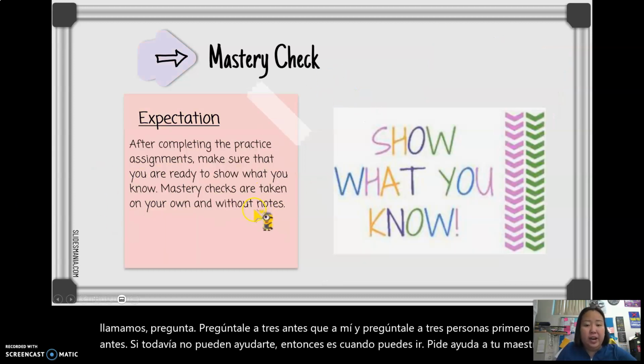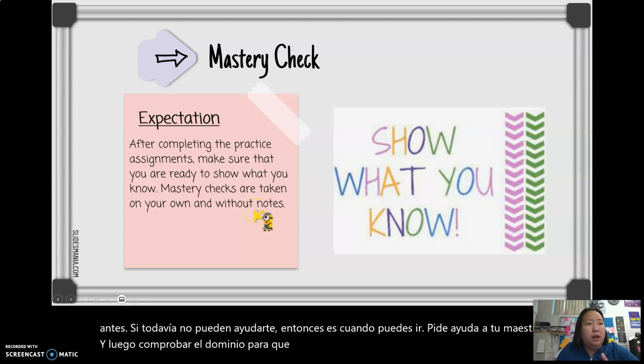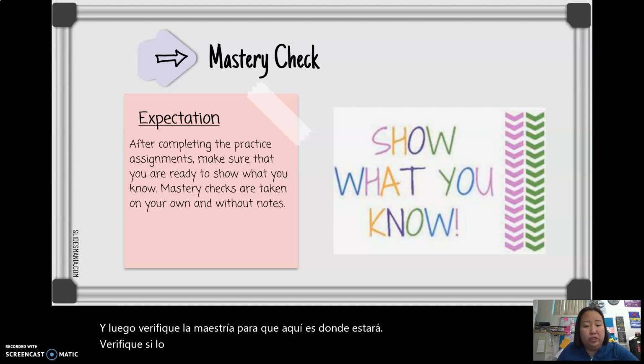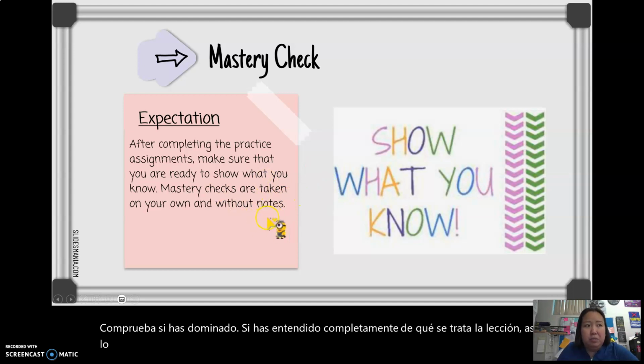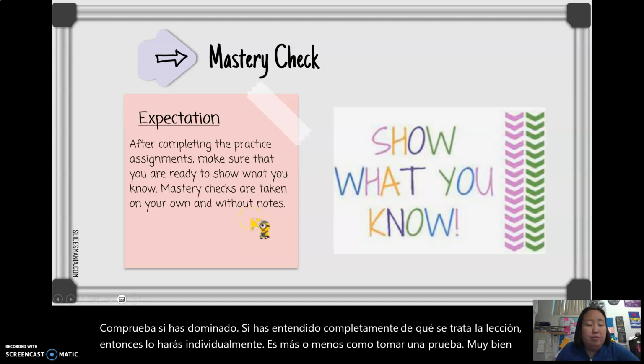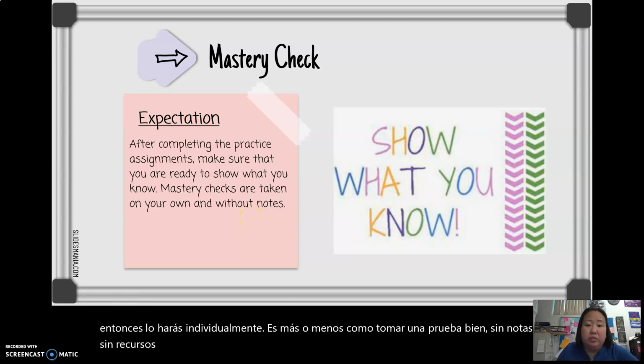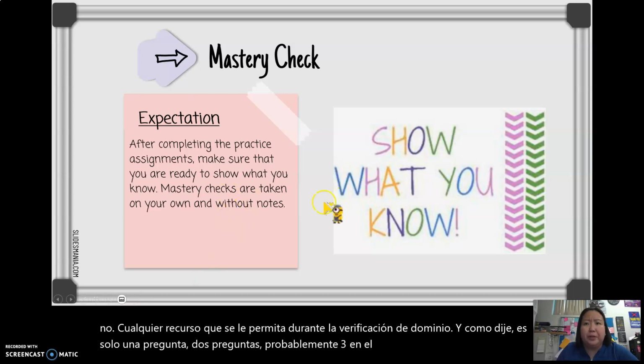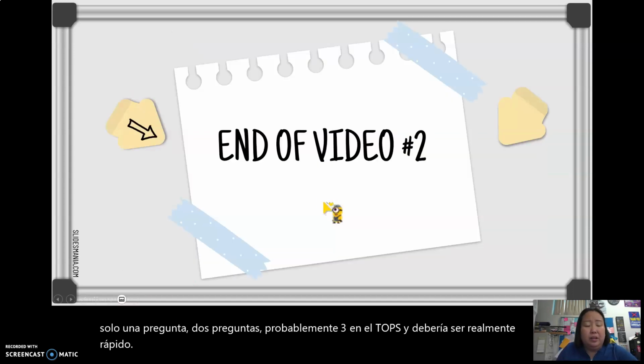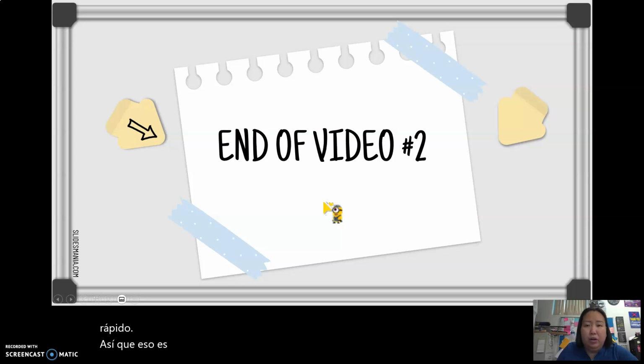And then mastery check. This is where you will be checked to see if you have mastered, if you have fully understood what the lesson is all about. You will be doing this individually. It's pretty much like taking a test. All right. No notes, no resources will be allowed during mastery check. And like I said, it's just 1 question, 2 questions, probably 3 at the most, and it should be really quick. So that's it. I hope everything was clear with our lesson structure and expectations for this year.